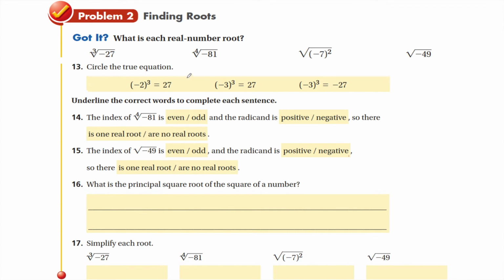Problem 2. Finding roots. What is each real number root? And we have to make sure we pay attention to the real portion. So we have the cube root of -27, the 4th root of -81, the square root of (-7) squared. Now really quick, we are also going to say that this is the square root of -49.